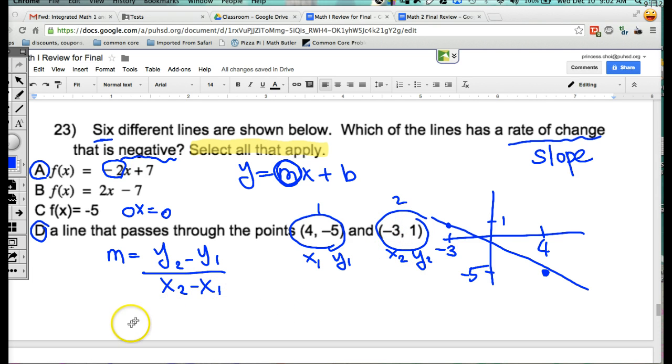So now I'm just going to go ahead and plug it in. Instead of y sub 2, I find 1. And then I copy the minus.